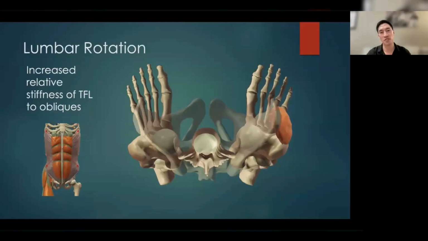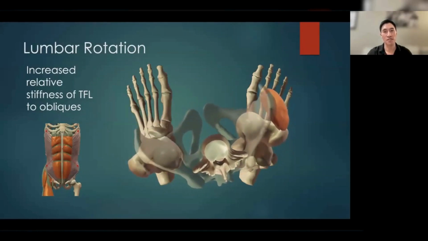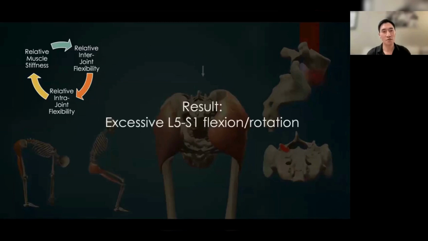I have very little function or stiffness of the primary muscles that prevent rotation of my lumbar spine, where I have a lot of stiffness of this right TFL. So as I begin to move the pelvis into left rotation, which is relative right hip external rotation, eventually the TFL stiffness may begin to limit just the rotational movement. And so really what we've gone through is relative muscle stiffness causes relative interjoint flexibility between the hip and the spine.